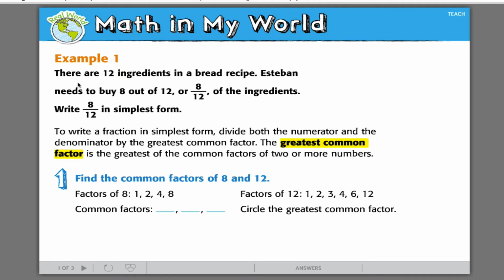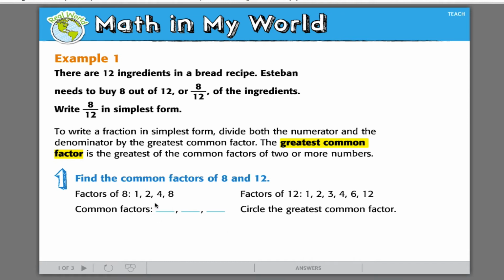Okay, let's move on to the next section. There are 12 ingredients in a bread recipe. Esteban needs to buy 8 out of 12, or 8/12 of the ingredients. Write 8/12 in simplest form. The first thing we're going to do is find the common factors. Our factors of 8 are 1, 2, 4, and 8. And our factors of 12 are 1, 2, 3, 4, 6, and 12.